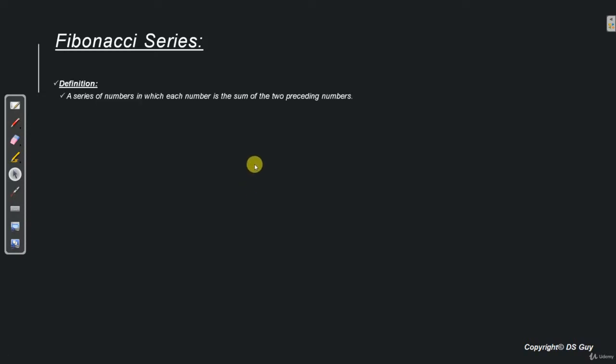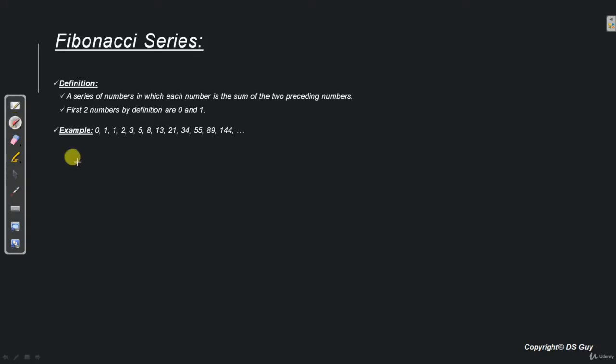So what is a Fibonacci series? Fibonacci series is basically a series in which each number is derived after adding the immediately previous two numbers, and the first two numbers of the series are always reserved for 0 and 1. Fine. Now let's see one example of Fibonacci series.